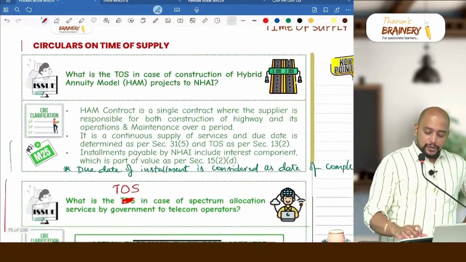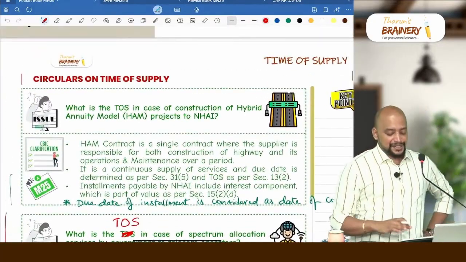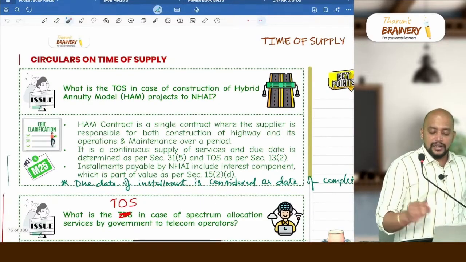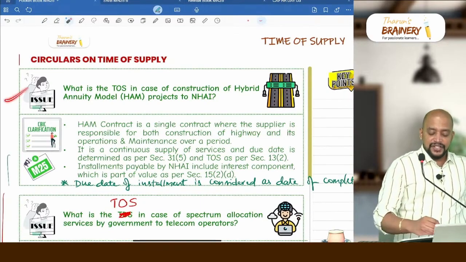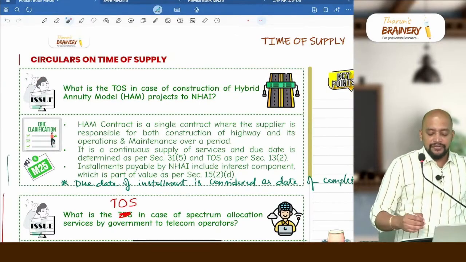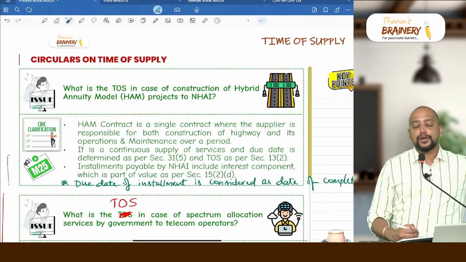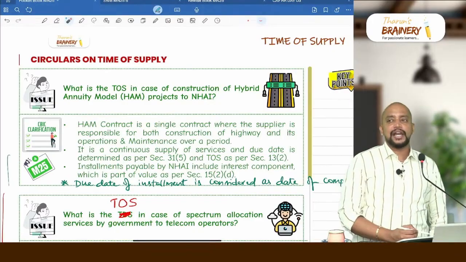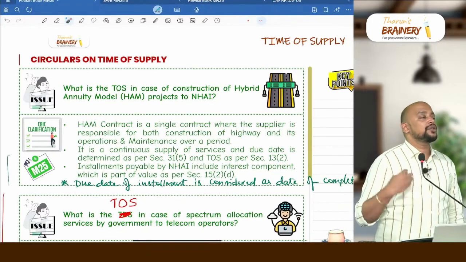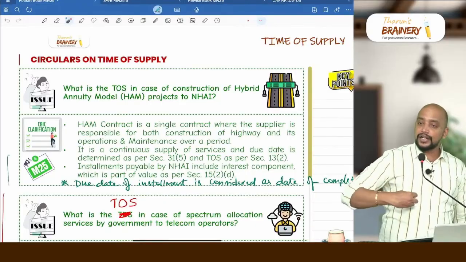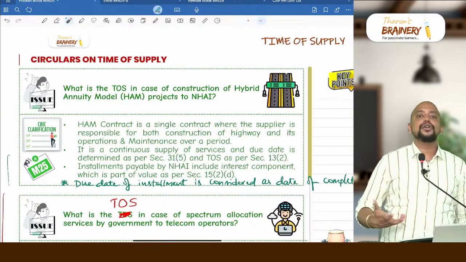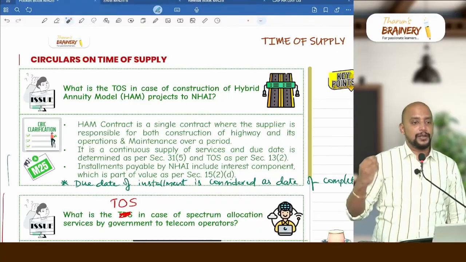Then there are 2 circulars related to this time of supply. So look into the first circular. So these 2 are newly added amendments. First one, what is the time of supply in case of construction of hybrid annuity model projects under National Highway Authority? So usually what happens, the contractor will enter into contract with NHAI to lay down the road and they will also be doing maintenance of the road, that is called hybrid annuity model projects.